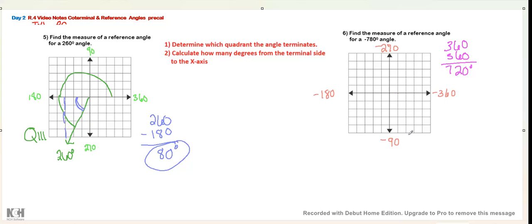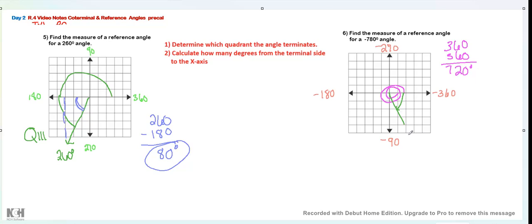So if we go around in the negative direction, there's 360, and there's 720 right there. Now we need how many more? We need 60 more degrees to go out. So that's about there. We'll call that 60 more degrees, which takes us right there. So there is our negative 780 degree angle.